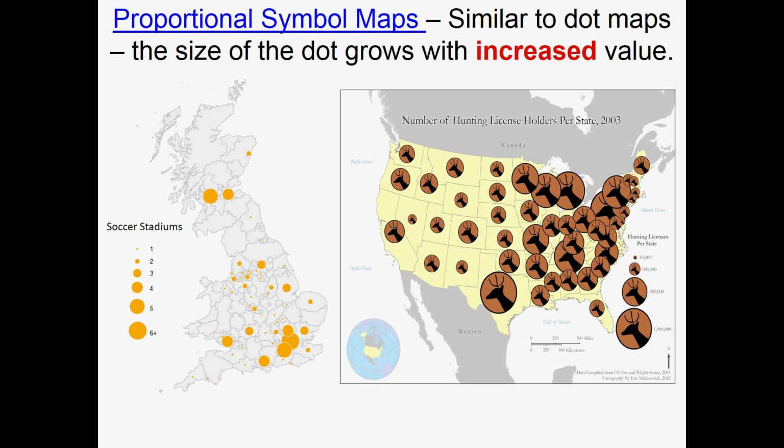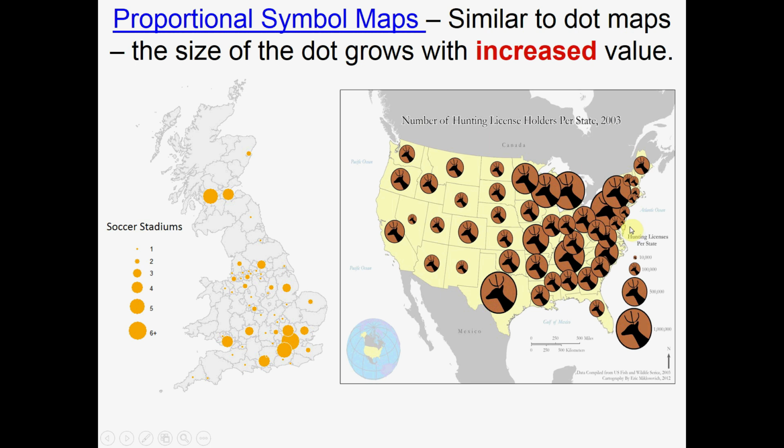The next type is a proportional symbol or proportional dot map. Just like a dot map, you can see there's dots. However, the dots will get bigger and bigger as the more intense the phenomenon is. So as we look on the left at the Isle of Britain, we notice that a small dot represents one soccer stadium. A large dot represents 6 or more. So we can see that the concentration of soccer stadiums is in the southeast of England.